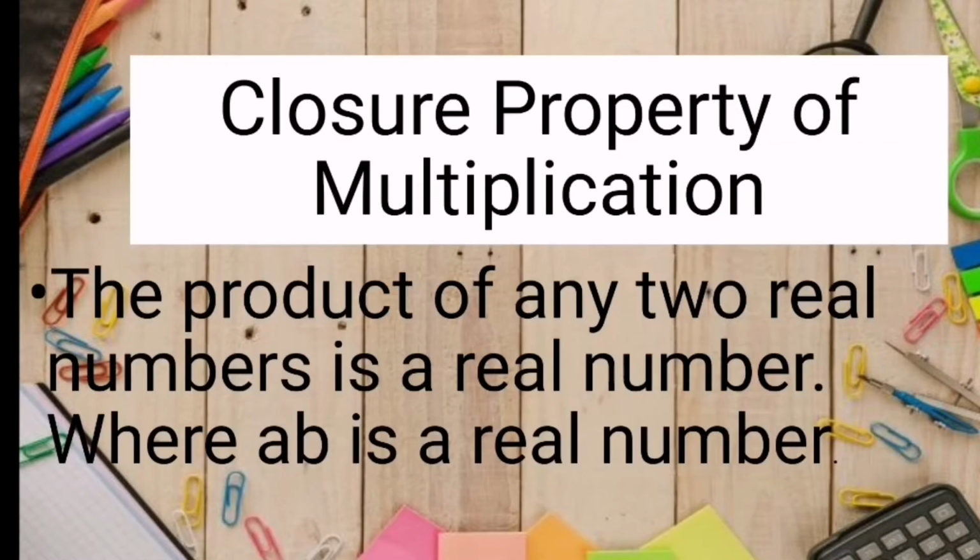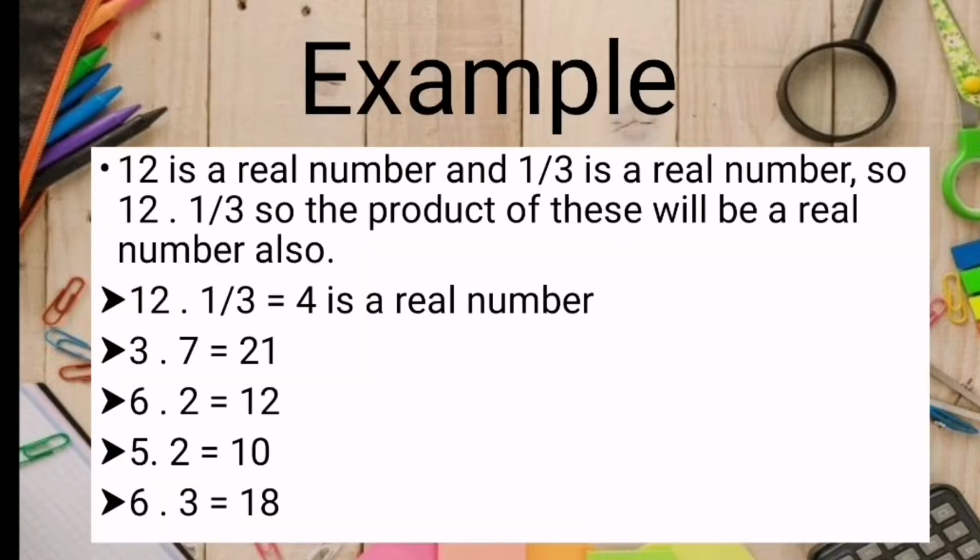Closure property of multiplication. The product of any two real numbers is a real number, where ab is a real number. So for example, 12 is a real number and 1/3 is a real number. So 12 times 1/3, the product of this will be a real number also. So 12 times 1/3 is equal to 4. So 4 is a real number.